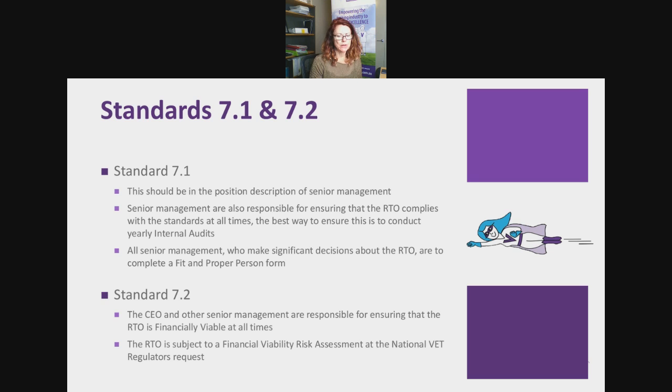7.2 is the CEO and other senior management are responsible for ensuring that the RTO is financially viable at all times. With financial viability, if you're in an initial registration, standard 7.2 comes into play, where you will be required to complete a financial viability assessment, risk assessment, and that needs to be completed before you submit your application to ASQA.